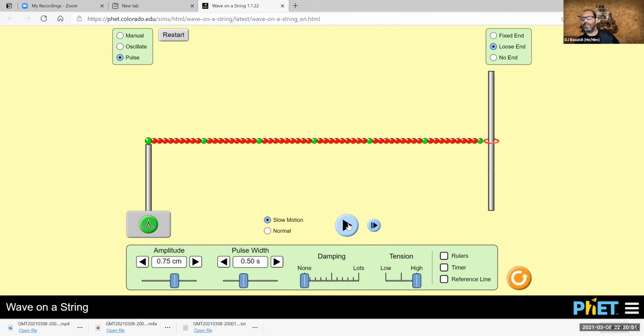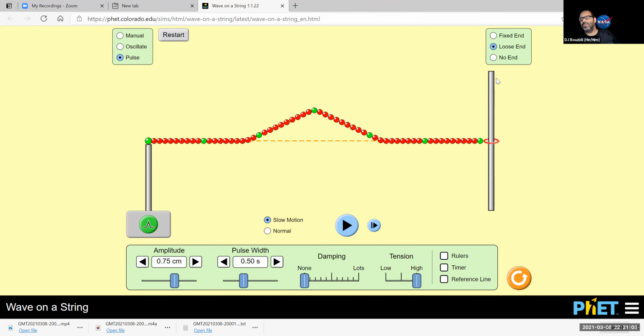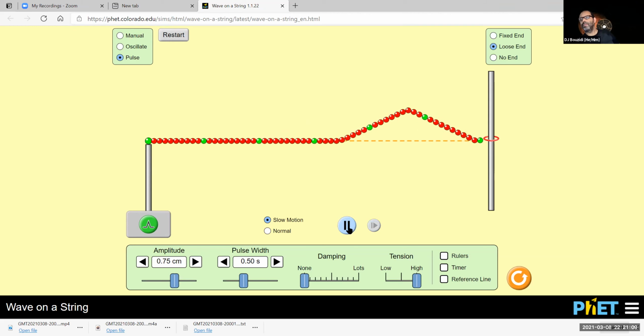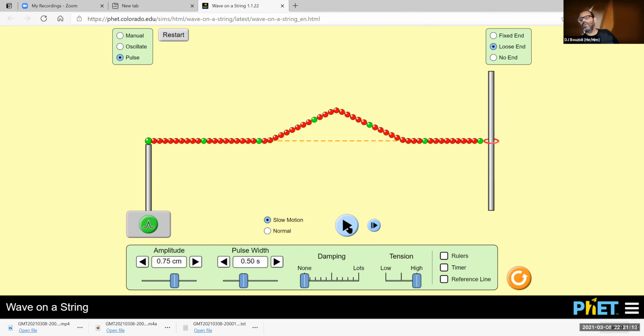So let me pulse it. As you can clearly see, it's moving to the left, similar to the first one. But in here, this point will be free to move up and down. So as it moves up and down, it's going to be reflected also up and down. So again, the wave is traveling to the left now.